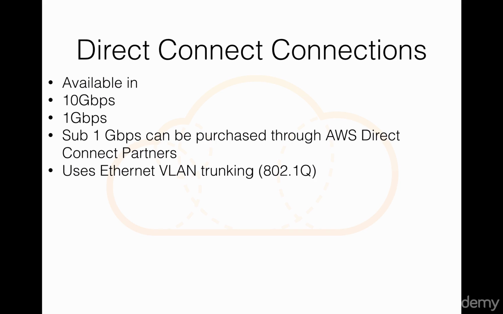So just remember, if you don't want your traffic to traverse the normal internet, you want to put in a Direct Connect connection. If you need to encrypt your traffic between your corporate HQ and Amazon, and you need to get that connection in fast, then you might want to use a site-to-site VPN.